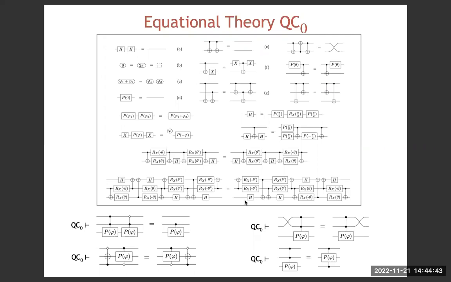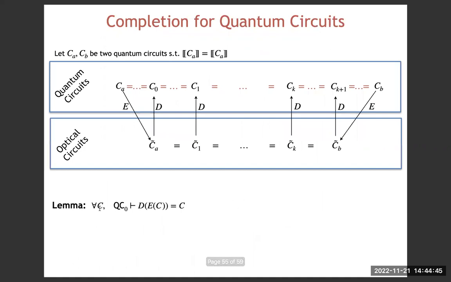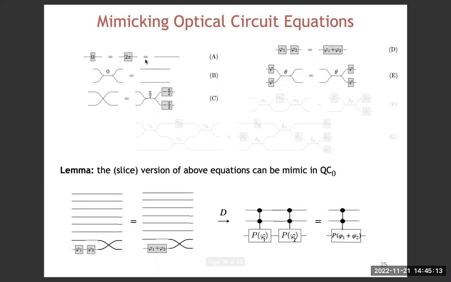Okay, so we have this first set of equations, and thanks to these equations, we can prove basic properties. For instance, the triangle here. If we encode and decode, we get something which is equivalent. So what's next? To finish the proof, we need to be able to simulate, to mimic each step of the proof, and a step of the proof is the application of an optical transformation. So that is one of these equations.